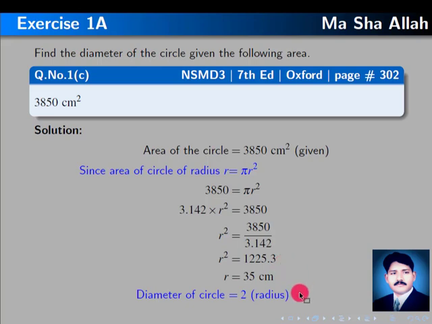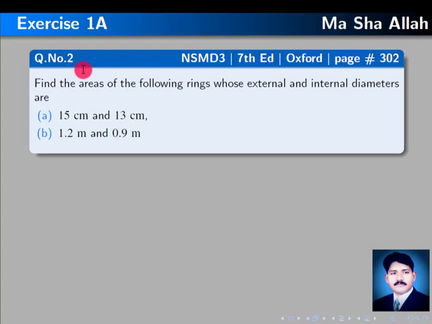As we know that the diameter of the circle is equal to double of the radius, we put the value of radius here. The radius is 35, so 2 multiplied by 35 is equal to 70 centimeter, which is the answer of question number 1, part C.